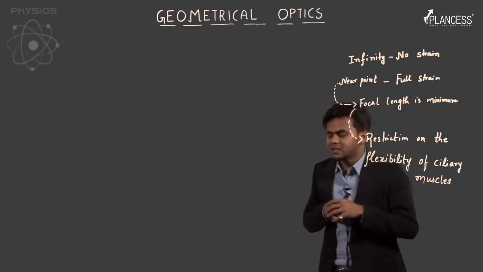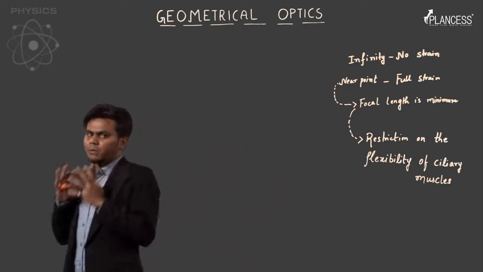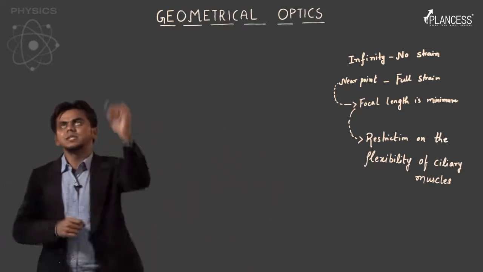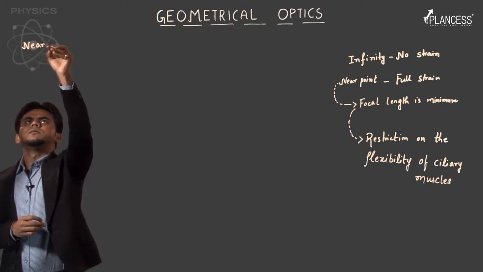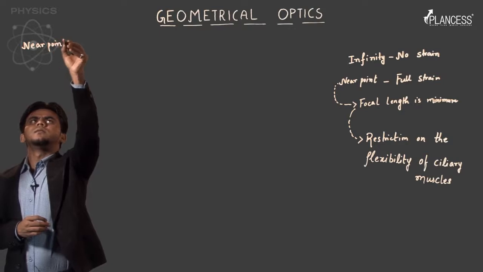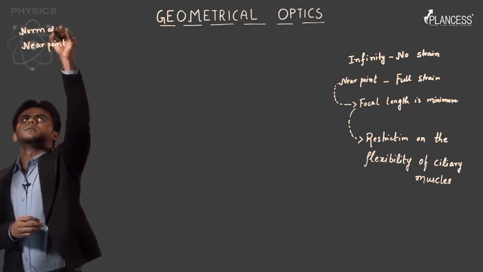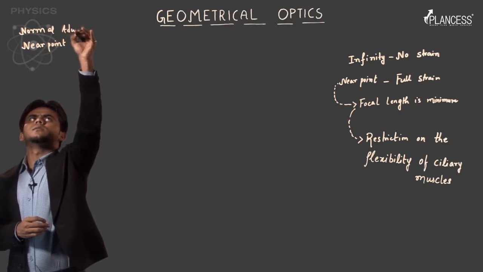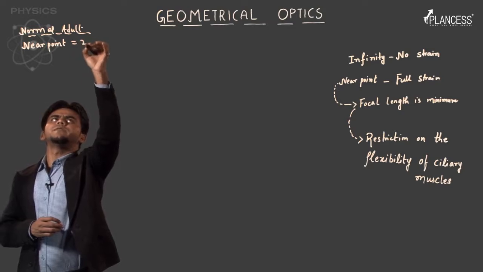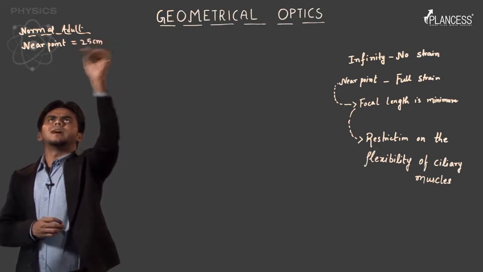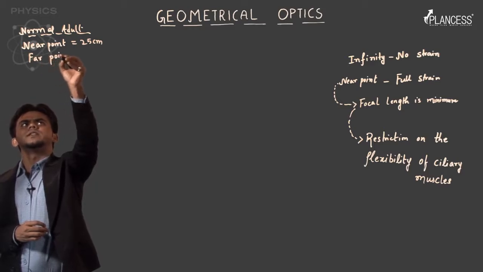right? And generally what happens is the near point of a normal adult is 25 centimeters. I'll just write a normal adult thing over here. Near point of a normal adult is equal to 25 centimeters. And far point, I mean how far you can see, that is infinity.